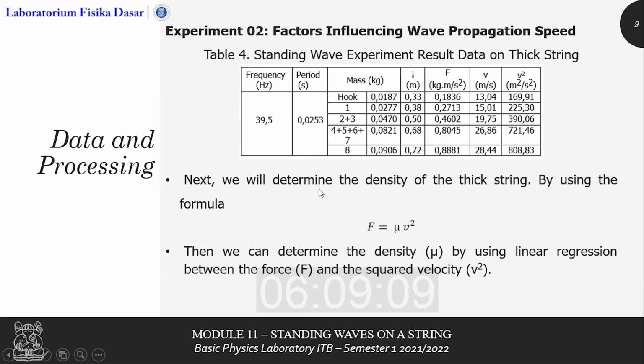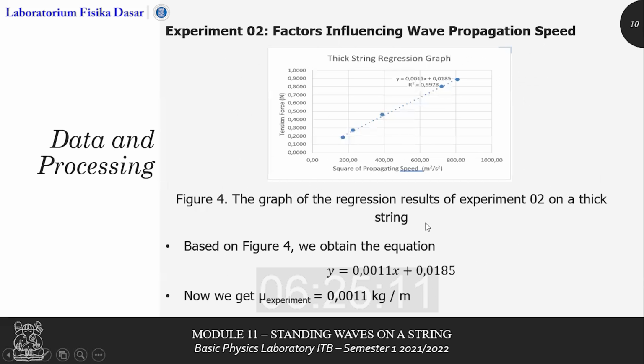Next, we will determine the density of the thick string by using the formula F equals mu times v squared. We will use linear regression, where the y-axis is F and the x-axis is v squared. F is the tension force, and x is the square of propagation speed. We will get the linear regression like here, and obtain the equation y equals something times x plus a constant. The coefficient of x is the mu experiment.